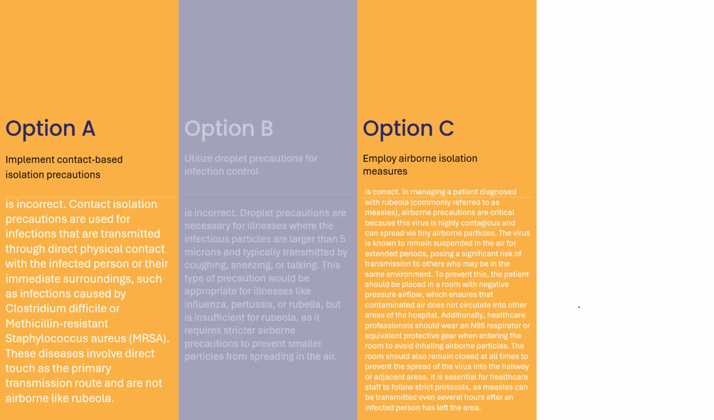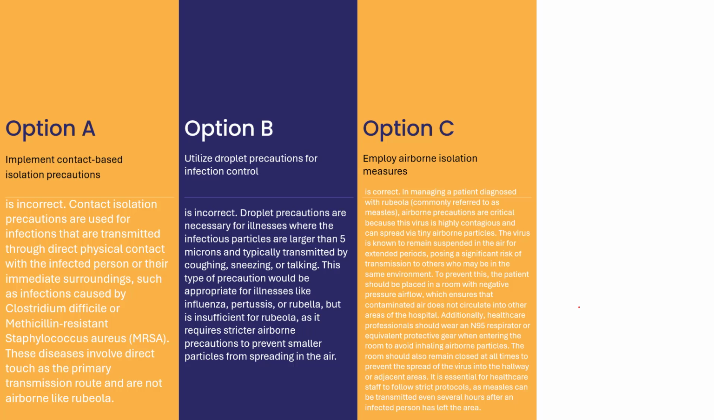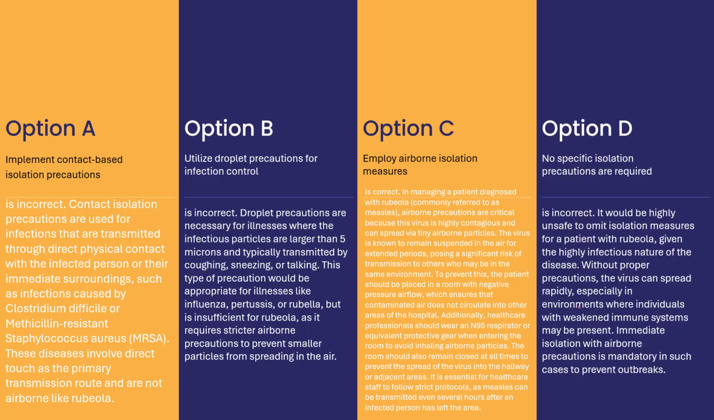B is incorrect. Droplet precautions are necessary for illnesses where the infectious particles are larger than 5 microns and typically transmitted by coughing, sneezing, or talking. This type of precaution would be appropriate for illnesses like influenza, pertussis, or rubella, but is insufficient for rubeola as it requires stricter airborne precautions to prevent smaller particles from spreading in the air. D is incorrect. It would be highly unsafe to omit isolation measures for a patient with rubeola, given the highly infectious nature of the disease.